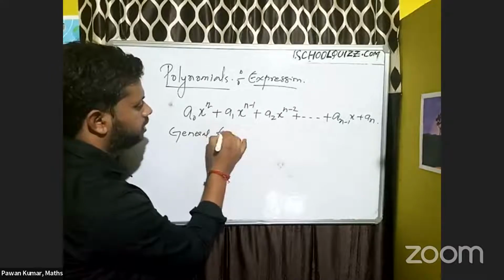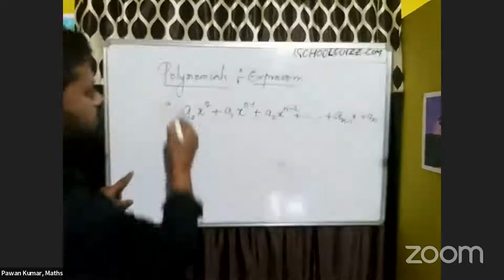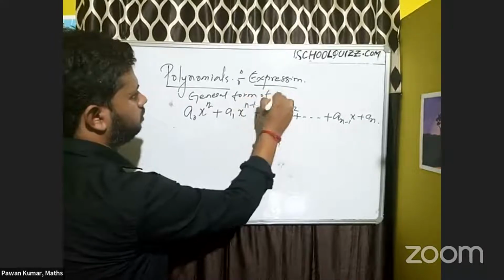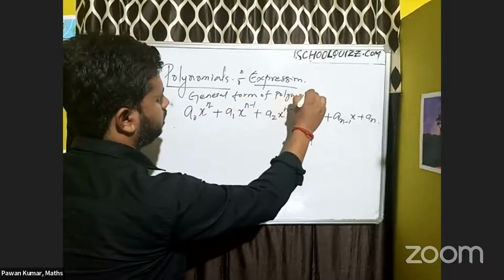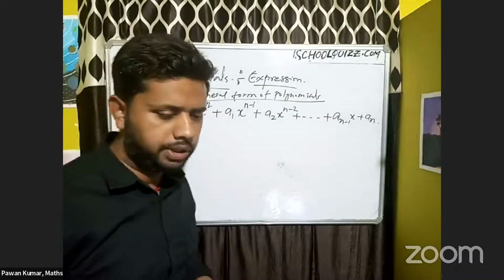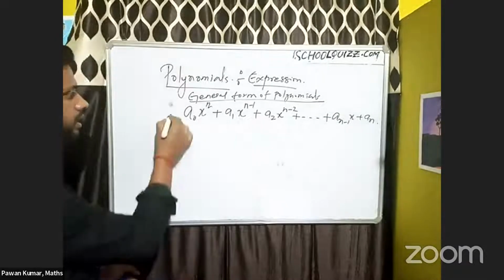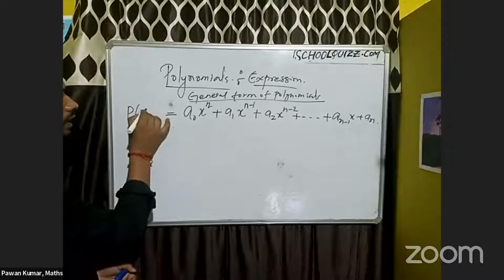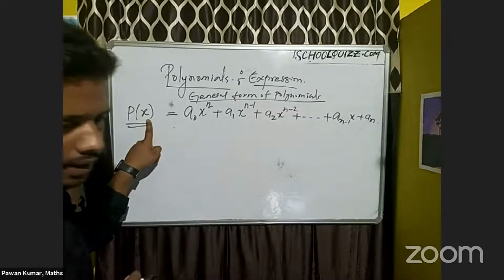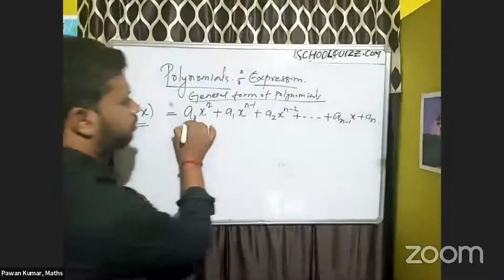This is the general form of polynomials, correct? So polynomials are nothing but expressions of one variable, and we represent them by the name p of x. Why am I representing p of x? Polynomial of variable x, correct? To represent these things, this is the general form.